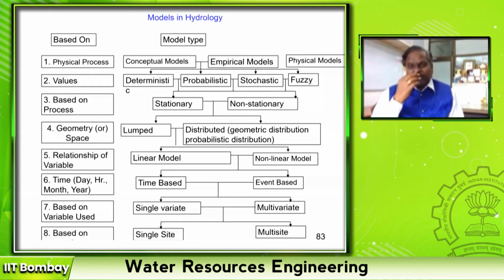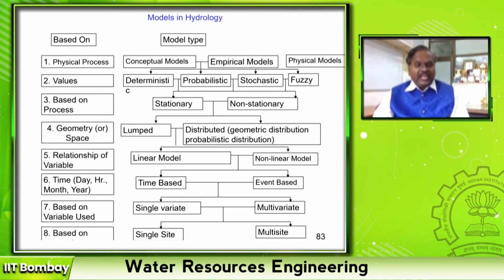Depending upon the relationship between input and output, or among the inputs, my model can be a linear model or a non-linear model, right? And then depending upon the time step I am using in my model, that means I can predict every day what is the rainfall or every day what is the runoff. Then that becomes a time based hydrological model. Or I can predict what happens only for peak discharge, that means flood. You are looking for a particular event to model, then such models are called event based models.